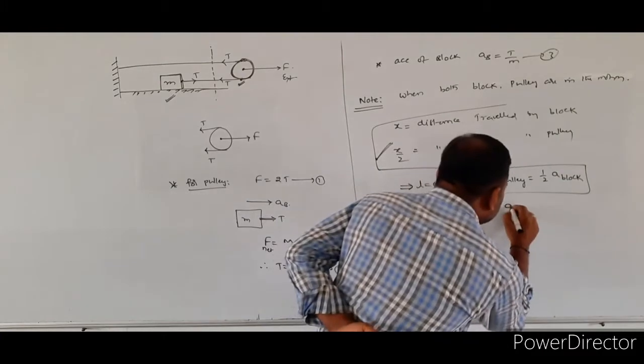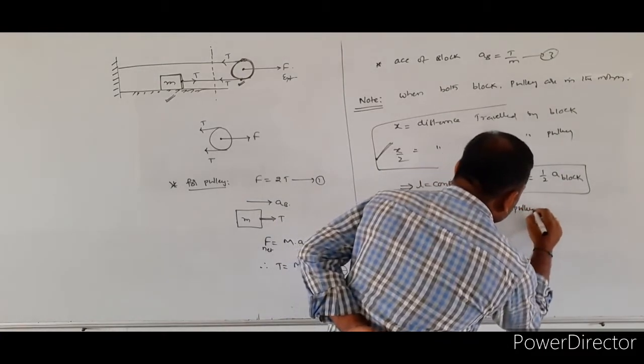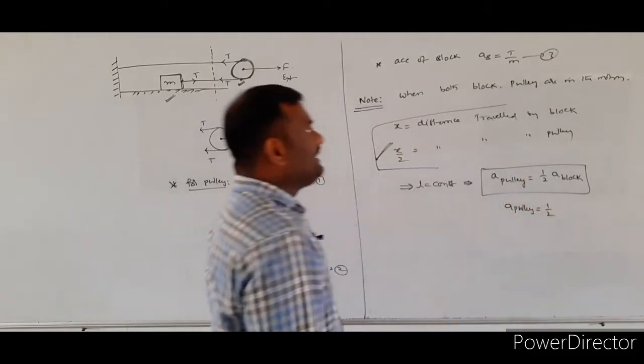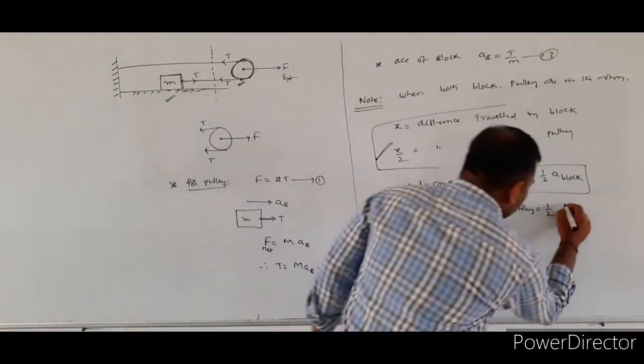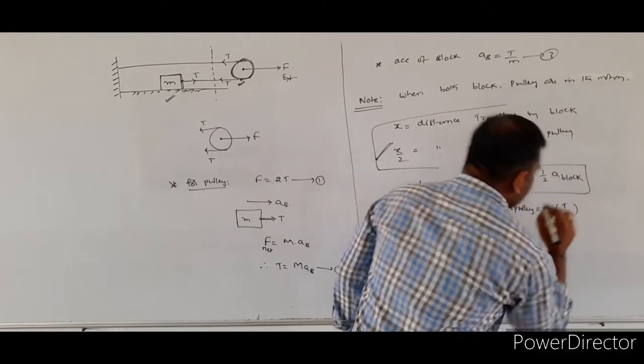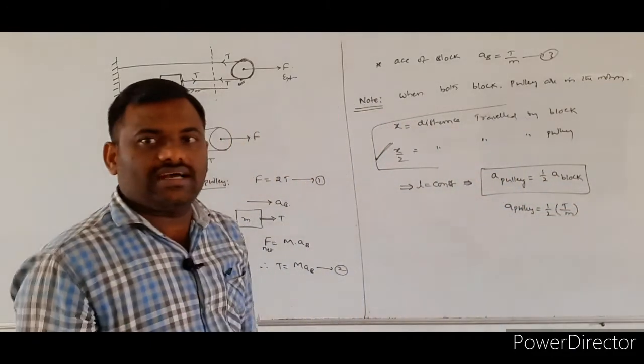So here, acceleration of the pulley is equal to half into, what is the acceleration of the block you derived? T by M. So that is T by M. So this is the expression for the acceleration of the pulley.